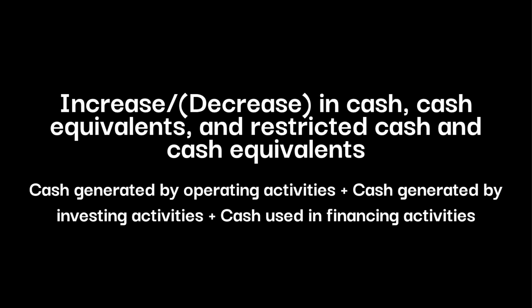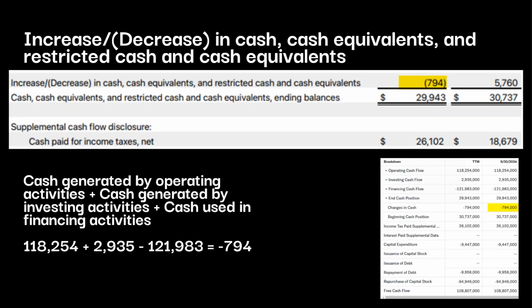This is cash generated by operating activities plus cash generated by investing activities plus cash used in financing activities. So we just sum up the three sections that we just covered, right? And you can see 118,254 plus 2935 minus 121,983, and we get a final value of negative 794.